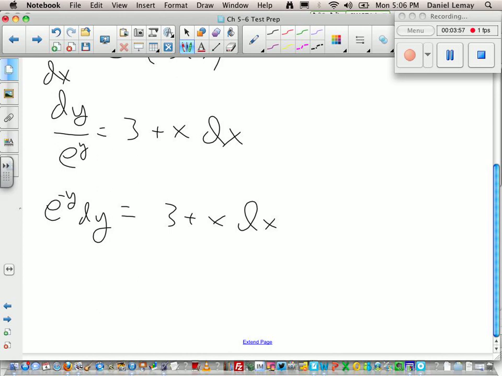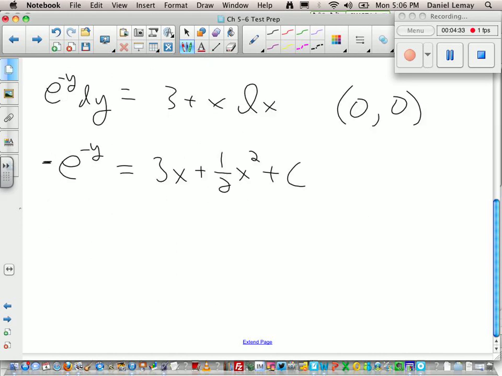I can factor out an e to the y. And then I can divide by e to the y. And I'll multiply by the dx. Okay. And then let's rewrite this as e to the negative y dy equals 3 plus x dx. So here we go. What's the antiderivative of e to the u? It's e to the u. So I can just write that as e to the negative y.